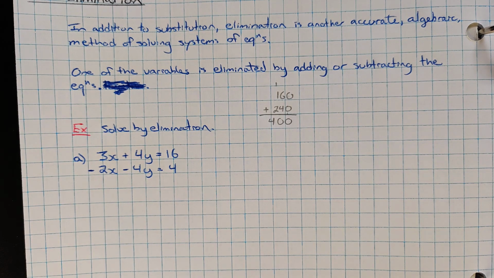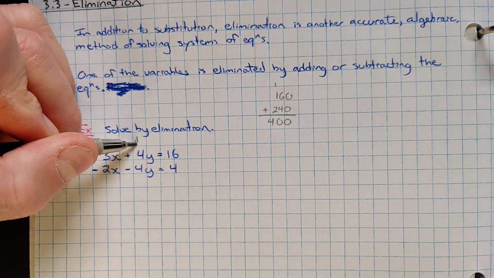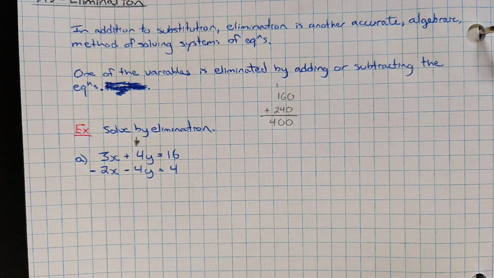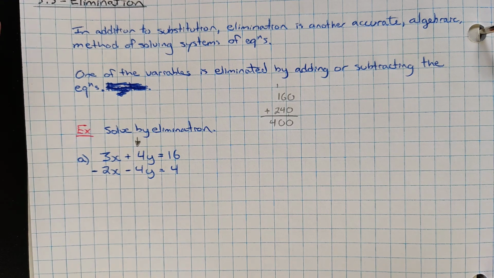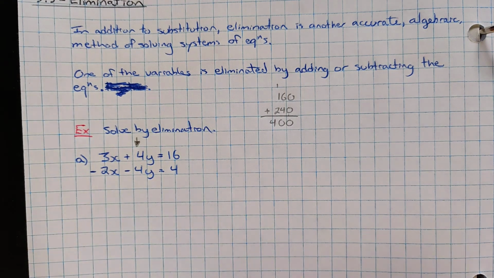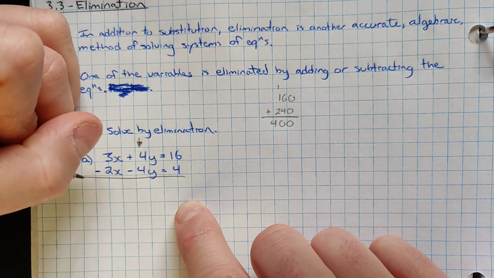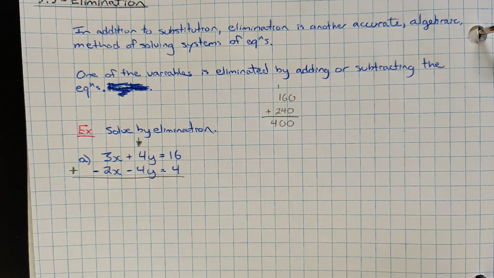So we're going to add or subtract these equations. We've got to eliminate one of the variables. If we look at these equations, the y's are a positive 4 and a negative 4. If we added 4 plus negative 4, we would get 0. That would get rid of the y's. So we're going to add these equations. I'm going to draw a little bar here and put a big plus sign a little further away so I don't mix things up.